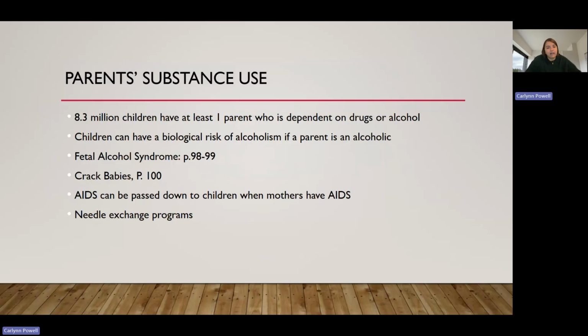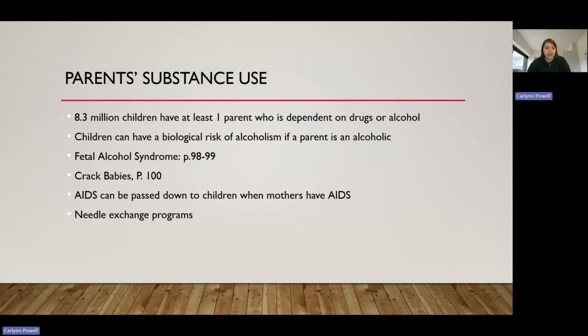Your child can have a biological risk of alcoholism if the parent is an alcoholic. Again, that addictive personality. A lot of people say, oh, I can't do that, addictive personality really runs in my family. That really is an actual thing.